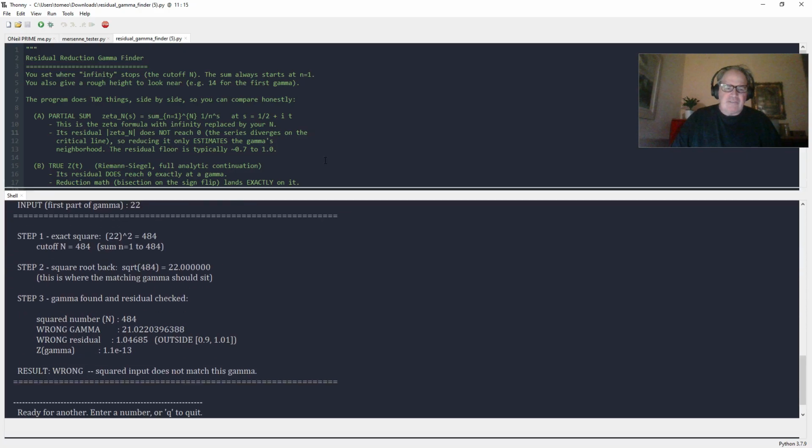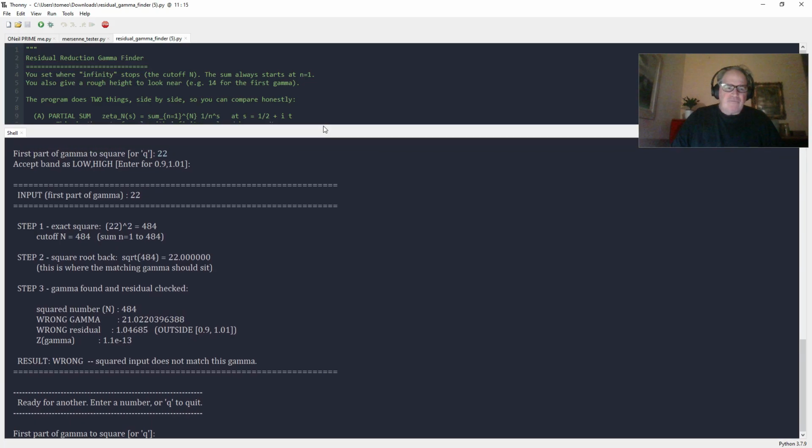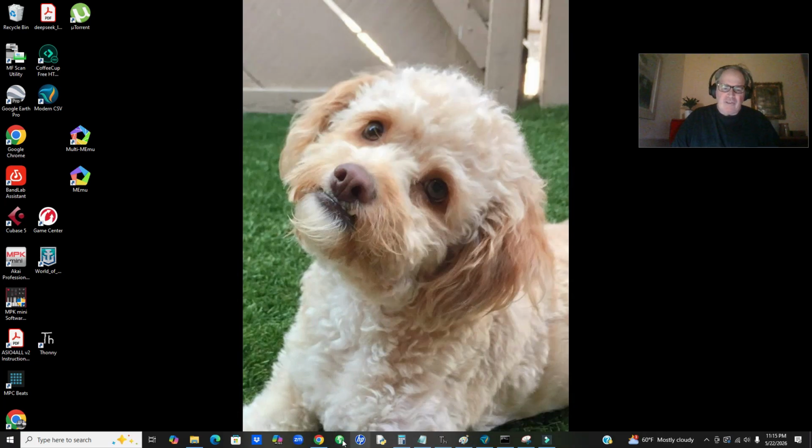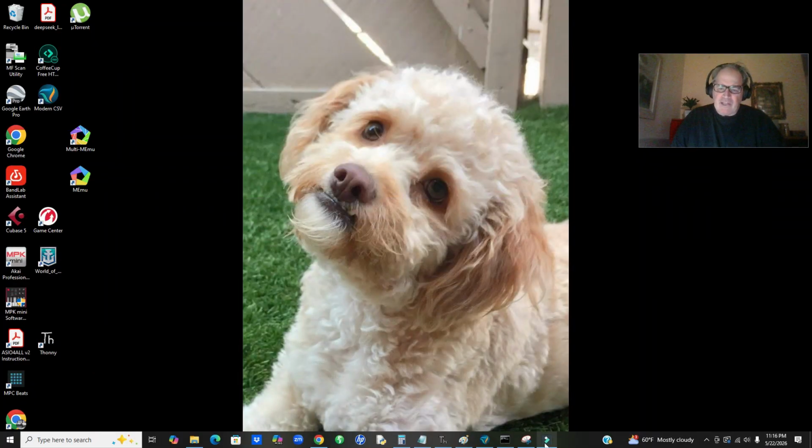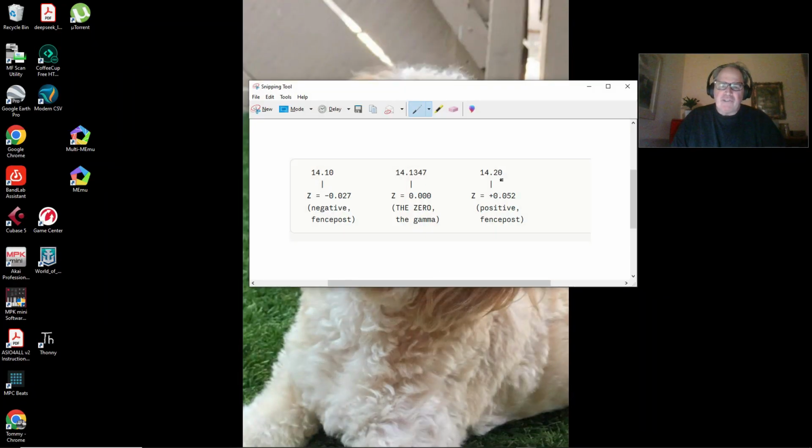And so I can show you, these are the Gram points, which relates to this. These are Gram points right here, the goalposts, which is the gamma, which is in between the goalposts.